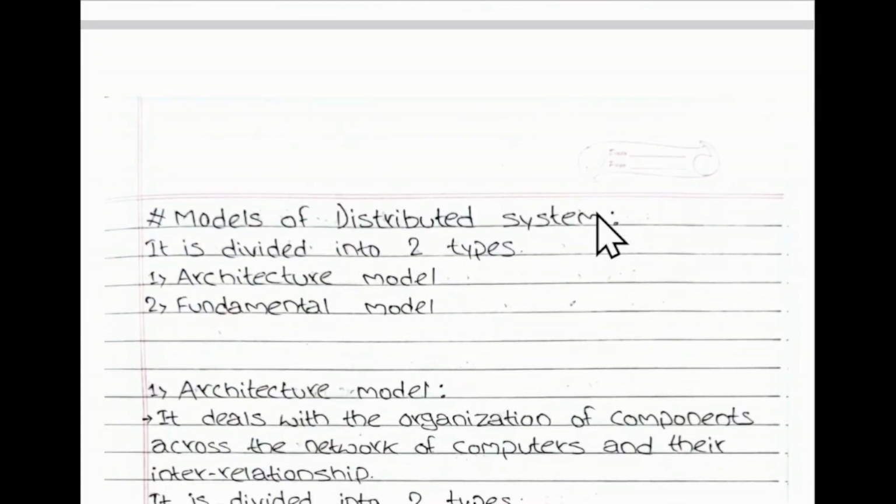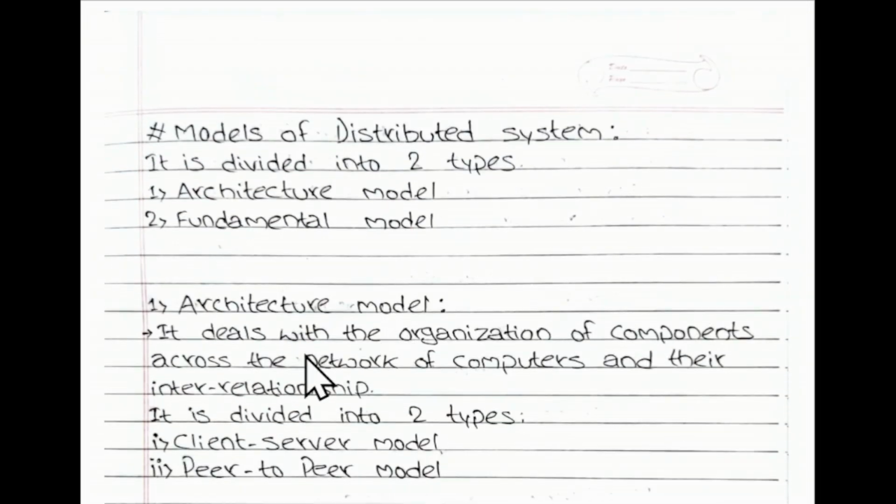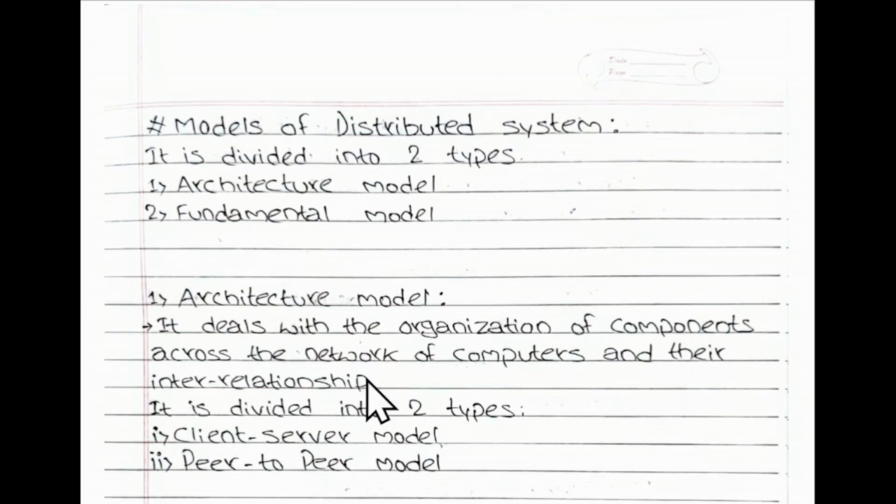Now let's discuss models of distributed systems. In distributed systems, there are 2 types of models: the architecture model and the fundamental model. Architecture models deal with the organization of the components across the network of computers and their interrelationships. They are divided further into 2 types: the client-server model and the peer-to-peer model.